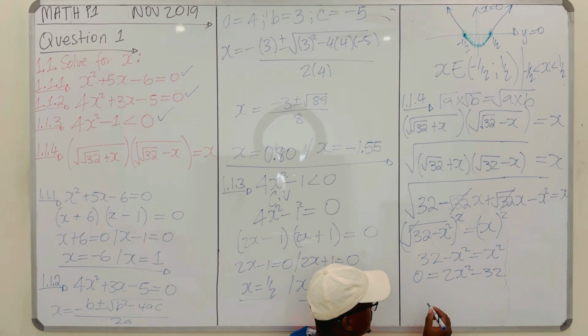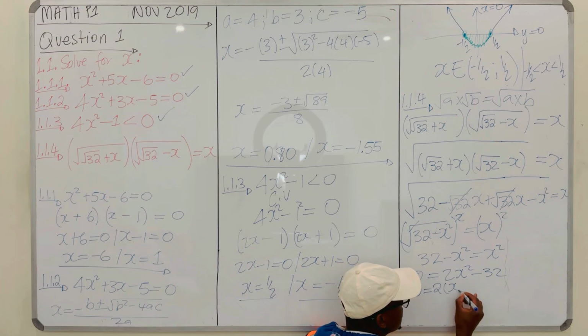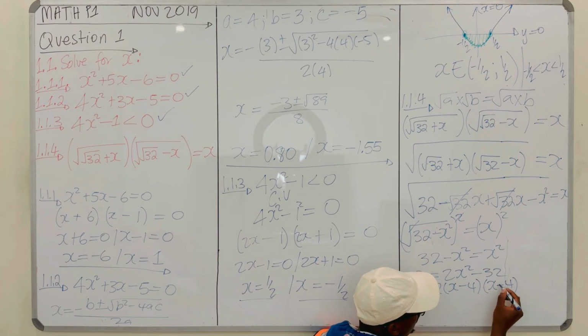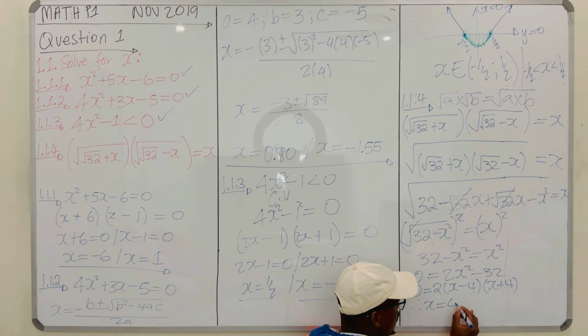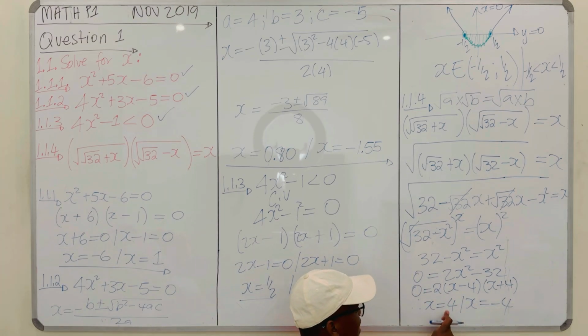I'll try to factorize. So it says 0 is equal to 2 into x minus 4 into x plus 4. Therefore, your x is equal to 4 or your x is equal to minus 4. So these are the x values. You can use the quadratic formula here. You'll get these two, right?